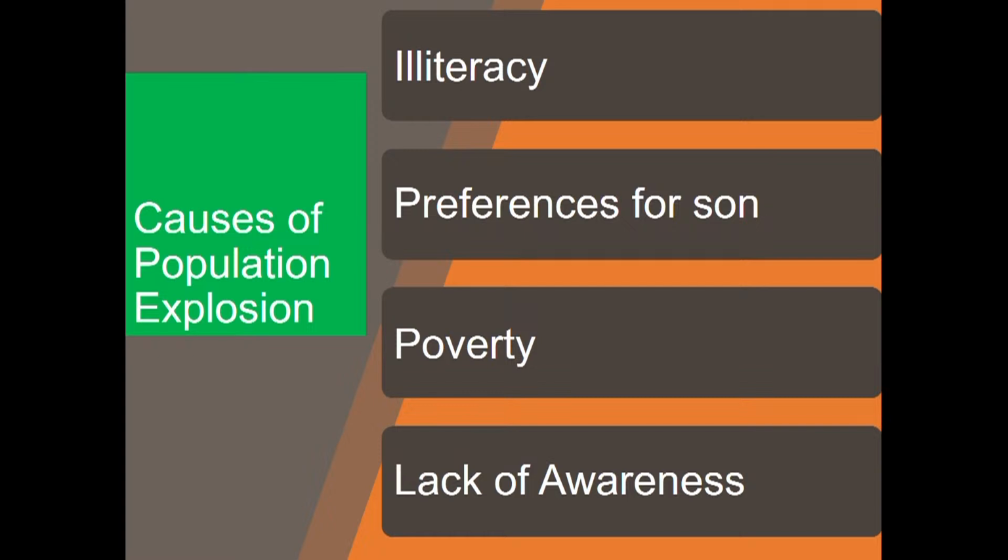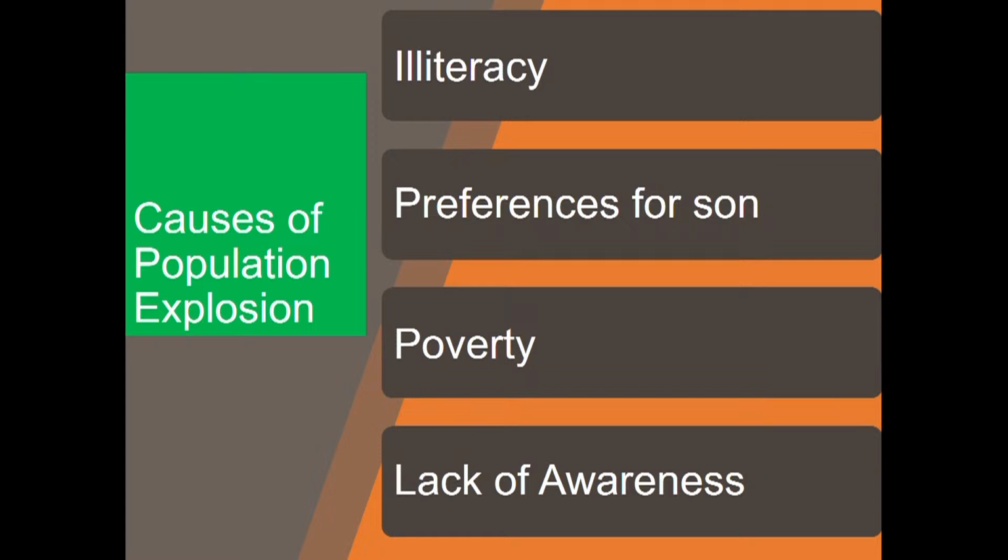If we see educated parents, even they also contribute to population explosion due to preference for a son child. Similarly, poverty is also another issue because people have the feeling that if they have more children, they can go to the workplace and earn income. So poverty is also another reason of population explosion.